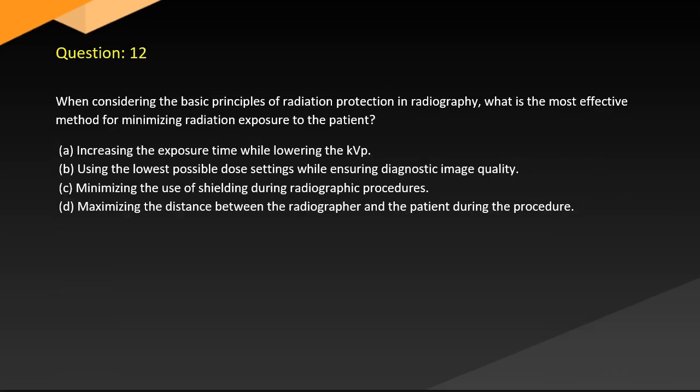Question 12. When considering the basic principles of radiation protection in radiography, what is the most effective method for minimizing radiation exposure to the patient? A. Increasing the exposure time while lowering the kVp. B. Using the lowest possible dose settings while ensuring diagnostic image quality. C. Minimizing the use of shielding during radiographic procedures. D. Maximizing the distance between the radiographer and the patient during the procedure.